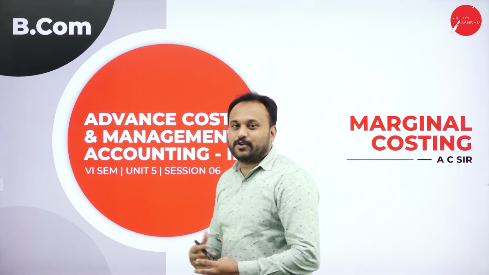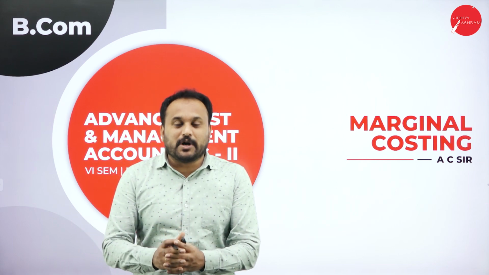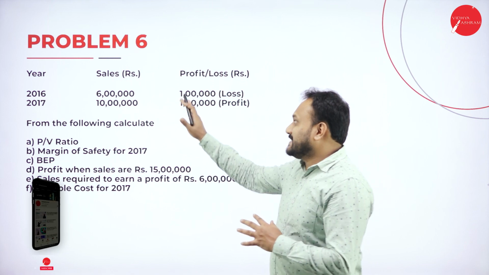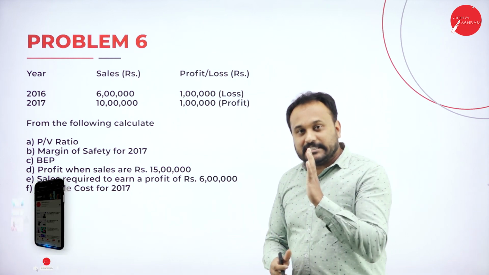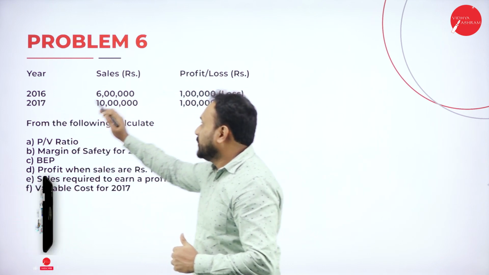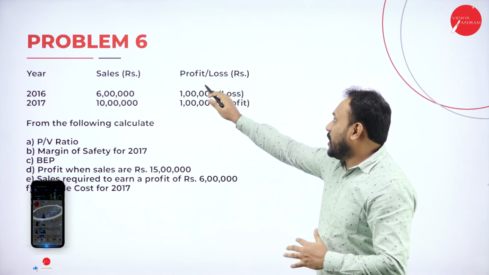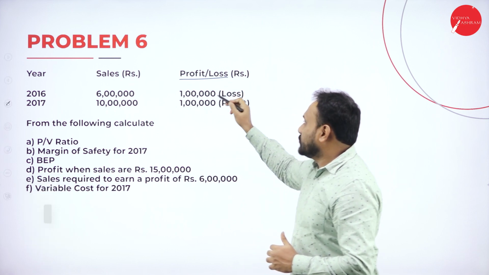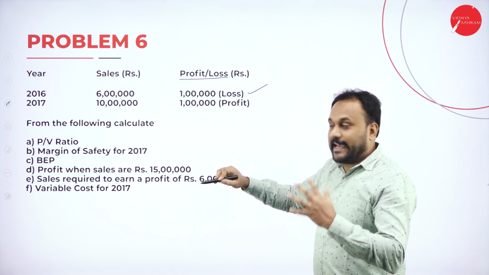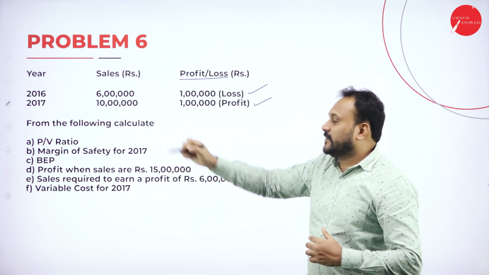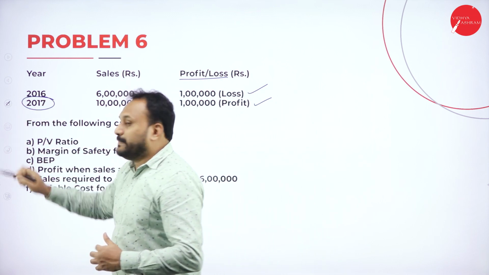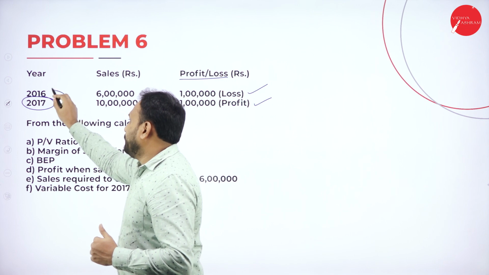Here in this session, I'm going to go with one of the question paper problems, and the problem is like this. The question paper problem 6 is here. We have again the same kind of pattern, but there is a difference here. Now we have 2 years of sales given, and profit and loss, something new here. In 2016 we had 1 lakh rupees loss and 1 lakh rupees profit in the next year. So this is the present year and this is the previous year.